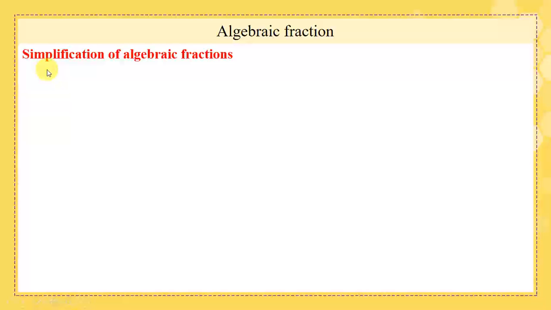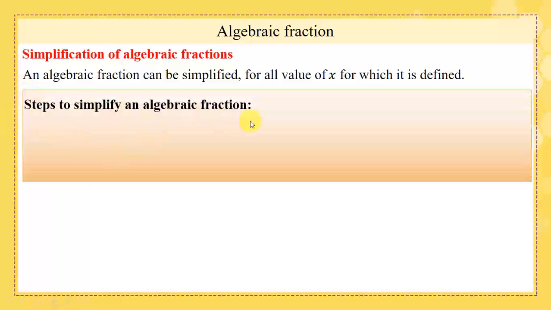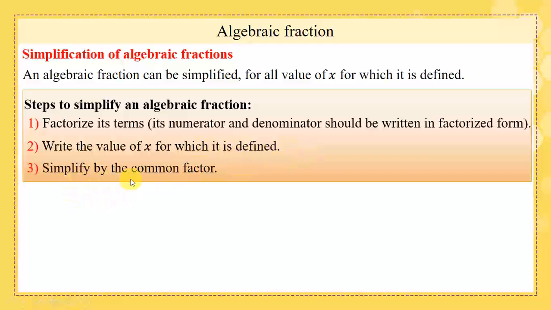Simplification of algebraic fractions. An algebraic fraction can be simplified for all values of x for which it is defined. So, before we simplify, we must study the values of x for which the fraction is defined. Steps to simplify an algebraic fraction. 1. Factorize its terms first. Its numerator and denominator should be written in factorized form. 2. Write the values of x for which it is defined. 3. Simplify by using the common factor.